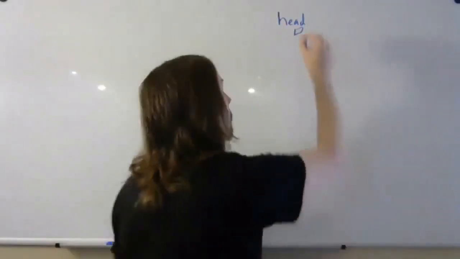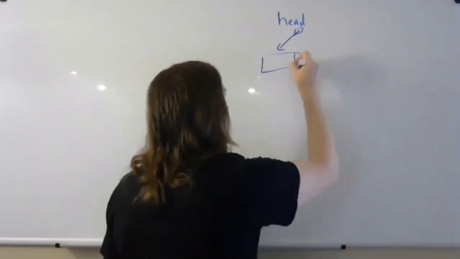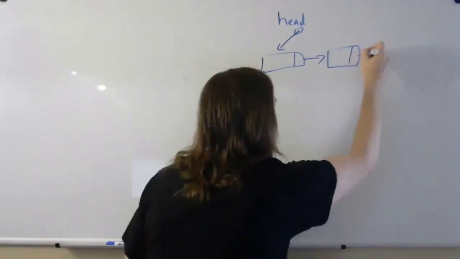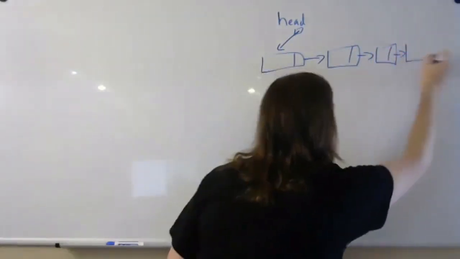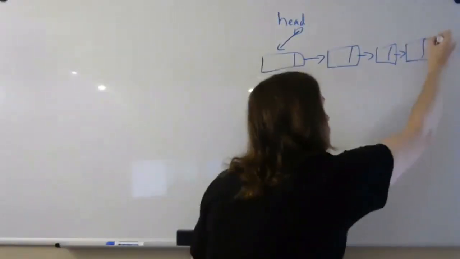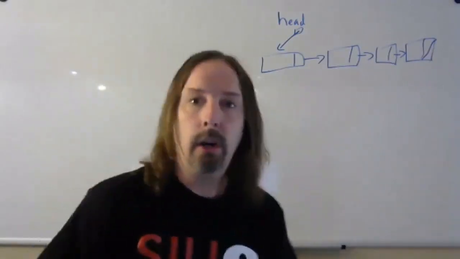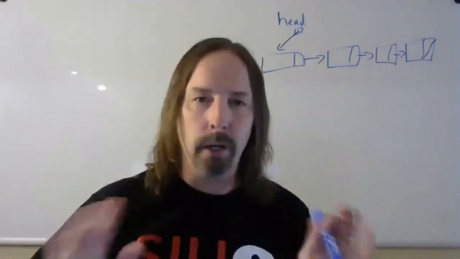We have our head reference, right? Our head reference is going to be pointing at a node and this node is going to be pointing at a node, and this node's going to be pointing, and let's just make a few more. Let's get about 4 in here. This is our linked list after 4 insertAtHeads, whatever.